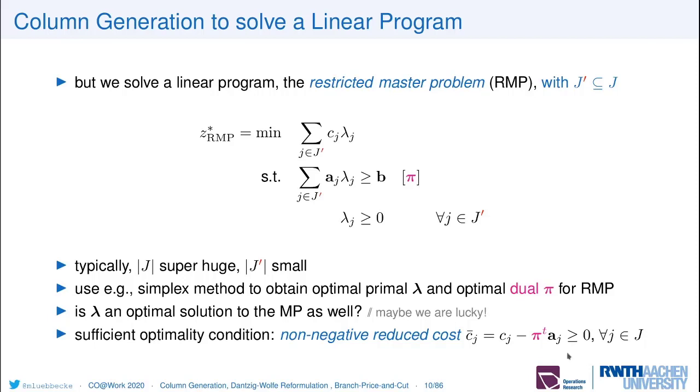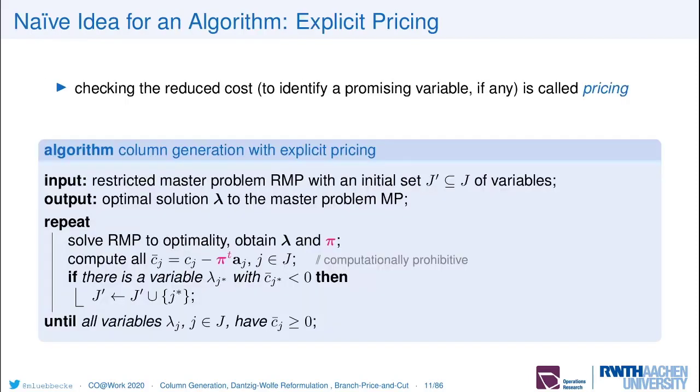This is a sufficient condition, and I could check this condition for all the variables I have not in my model so far. Okay, so this gives me the first algorithm. We call that explicit pricing. So pricing is the step in the simplex method where we evaluate the variables for their reduced cost and check whether there is a promising variable.